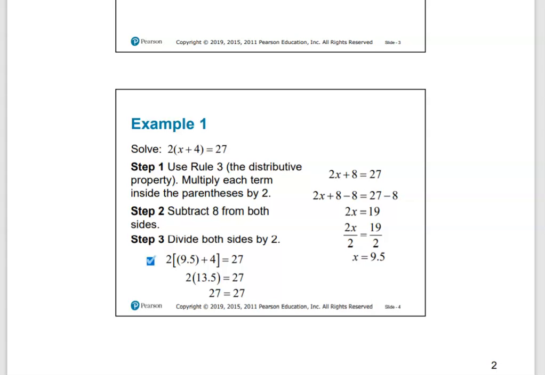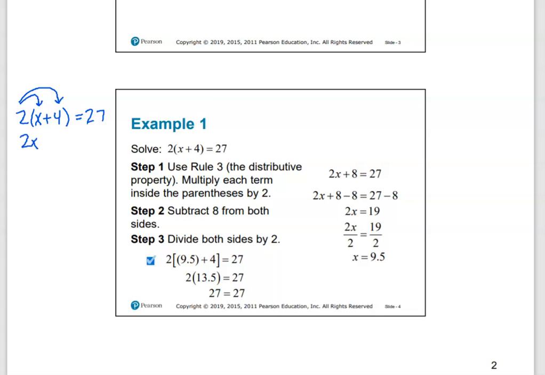So if we have this equation right here, 2 times the sum of x plus 4 equals 27. The first thing that we're going to have to do is use the distributive property and get rid of the parentheses. So when you see parentheses, you have to know, okay, I've got to multiply what's on the outside of the parentheses by both the things on the inside.